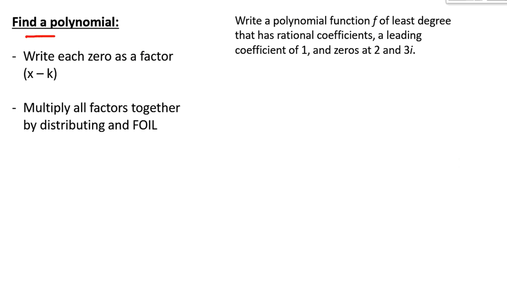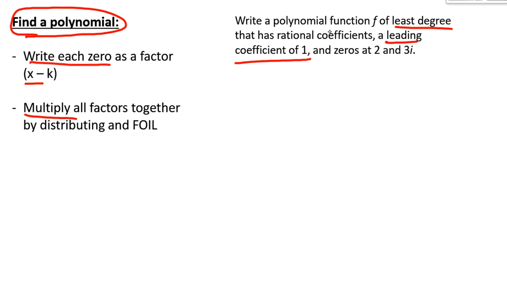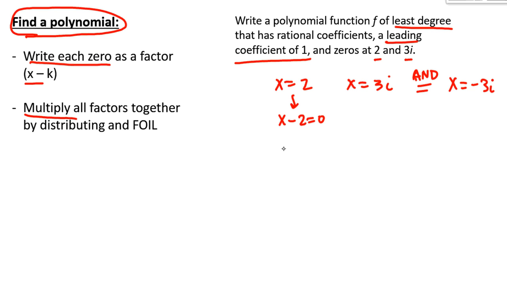So again, to find a polynomial, you're going to write each 0 as a factor, and then you multiply by distributing and FOIL. All right, write a polynomial function, least degree, leading coefficient of 1. Okay, so we don't have to worry about that. We've got zeros 2 and 3i. So x equals 2, x equals 3i, and x equals negative 3i. Right? This one would have been x minus 2 equals 0.